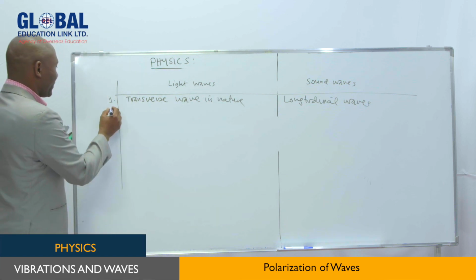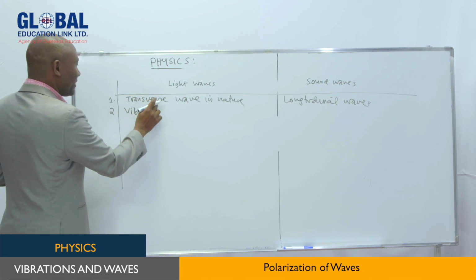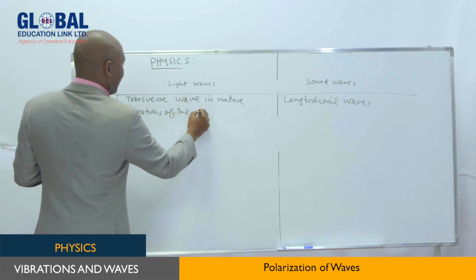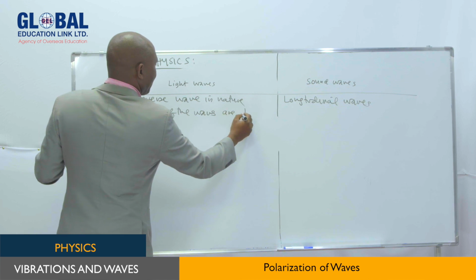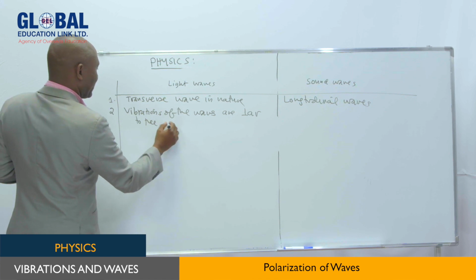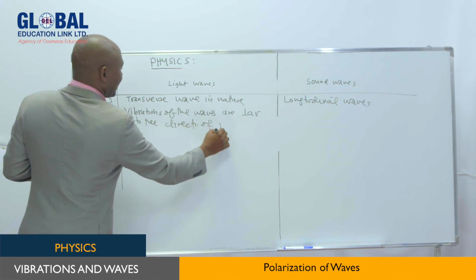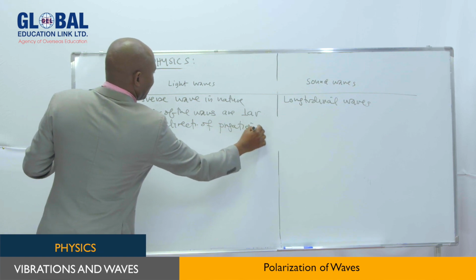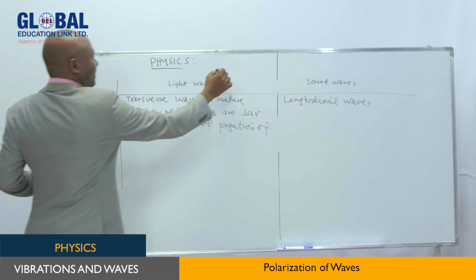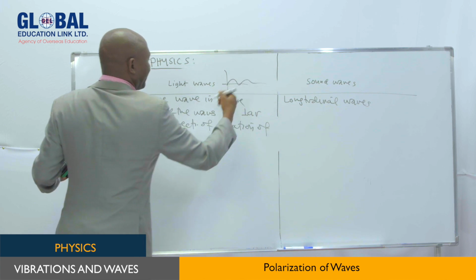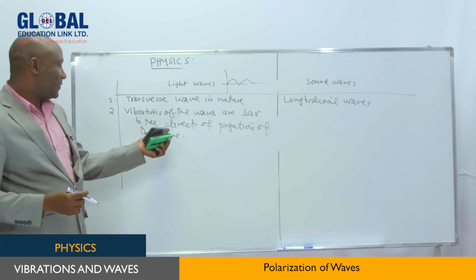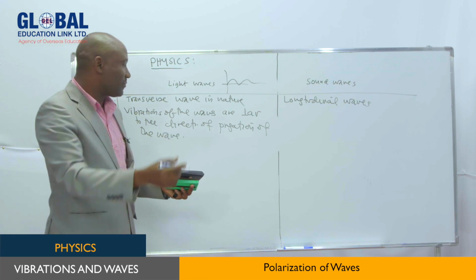The second, the definition of the transverse: the vibrations of the wave are perpendicular to the direction of propagation of the wave itself. Remember, we said they normally move like this. It has two components which are at right angles. So the way the particles are moving, they make 90 degrees with the way the waves propagate.